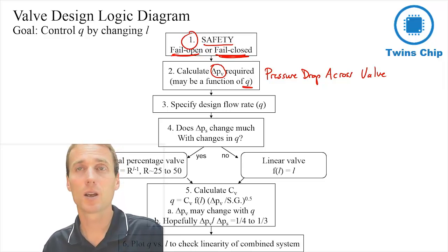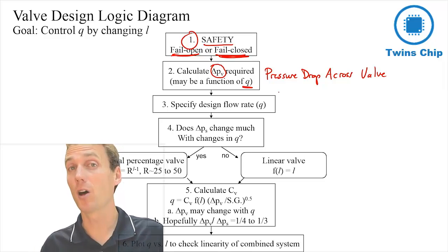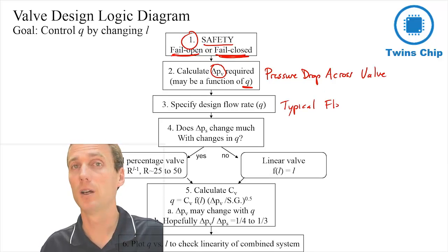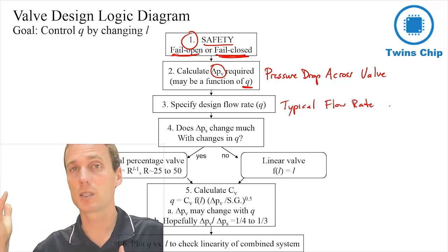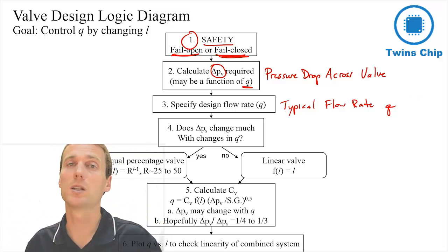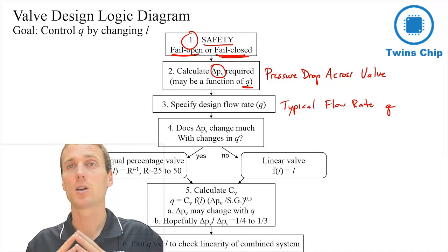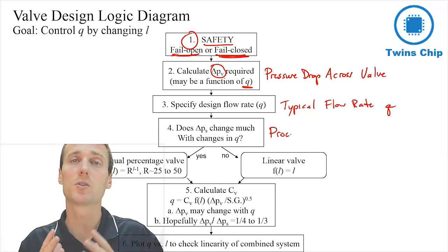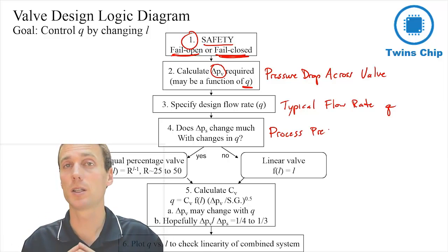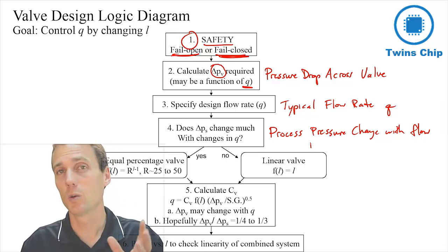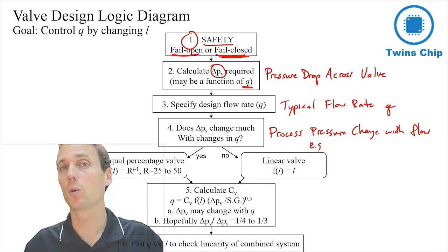Okay, now the next thing we also want to consider is the design flow rate. Okay, so that's going to help us choose a particular type of valve. If we're designing the system to be very high flow rates or a wide range of flow rates, we're going to choose a different valve for each of those. Okay, so also we want to consider, does the pressure change for our system very much? Okay, so the delta pressure for our system, how much does that change with changes in flow rate?